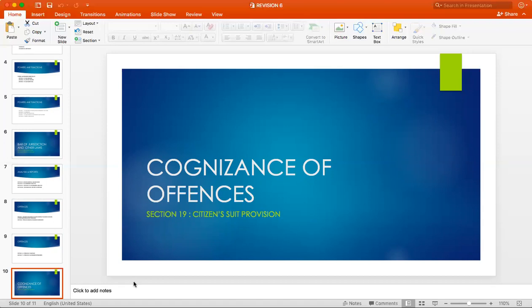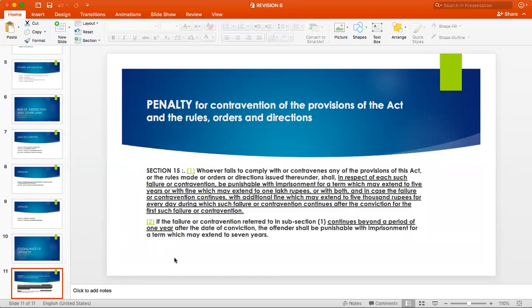So the next important thing that you need to know after this is the penalty provision, which is section 15. It talks about whosoever fails to comply with or contravenes the act, rules, orders, and directions issued under it. With respect to contravention, they will be punishable with imprisonment for a term which may extend to 5 years, or a fine which may extend to 1 lakh rupees, or both. So 5 years and 1 lakh rupees, both.